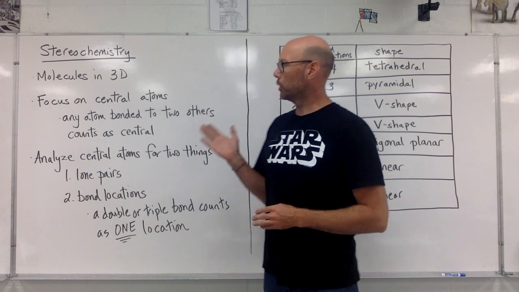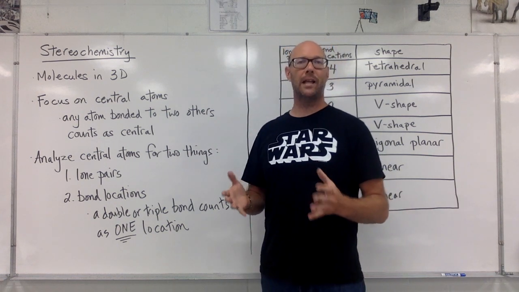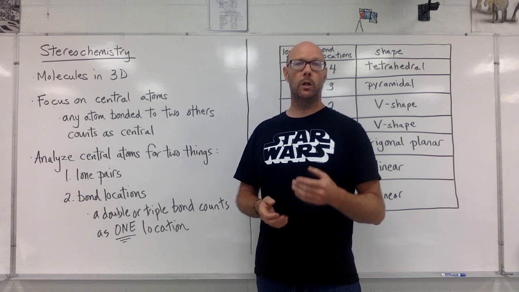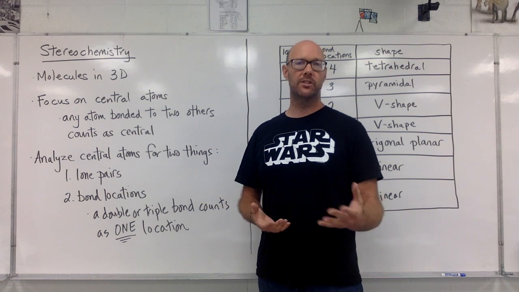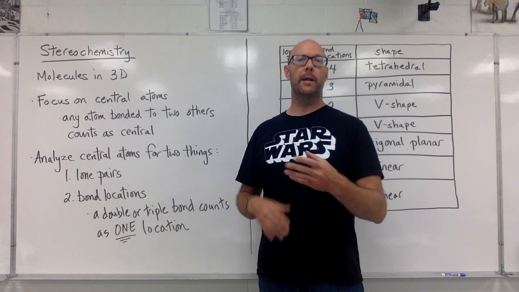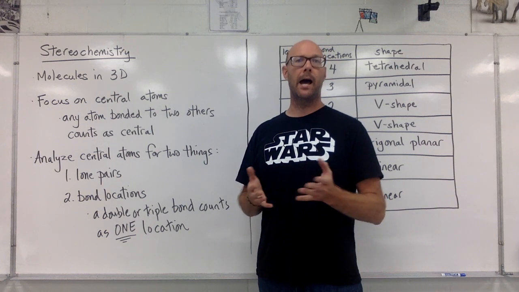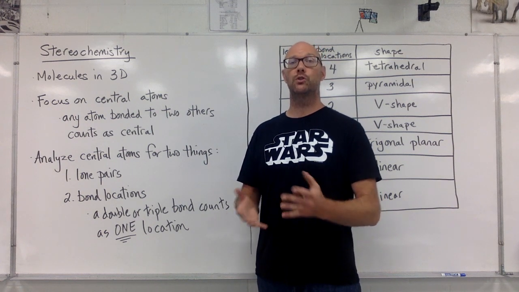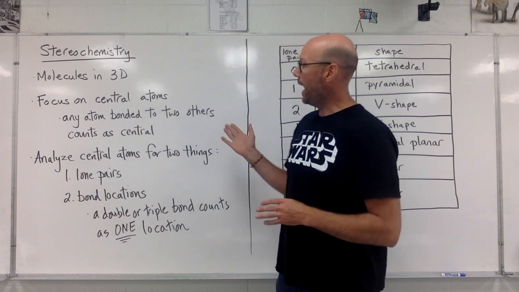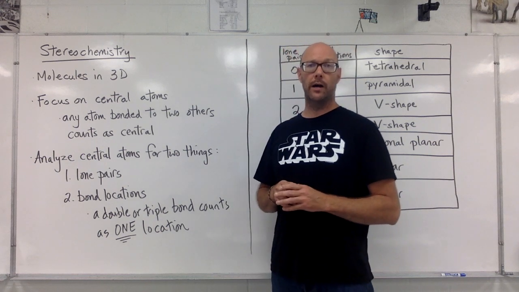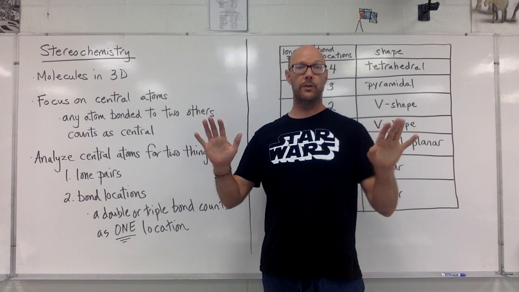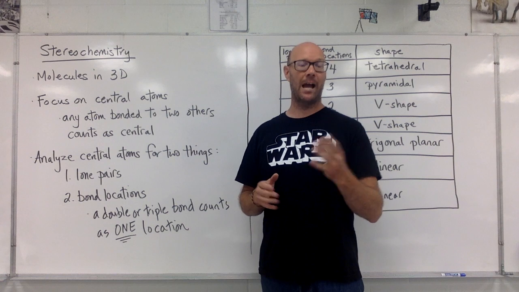To do that, we're going to focus on what we call central atoms. The tricky thing about it is a molecule might have more than one central atom. In the beginning, there's only going to be one central atom, but as we move forward pretty quickly, we're going to encounter sometimes 2 central atoms, and every once in a while, even 3. Any atom that's bonded to 2 others is a central atom. If there's an atom and it's bonded to 2 others, if it's between something, it counts as central.